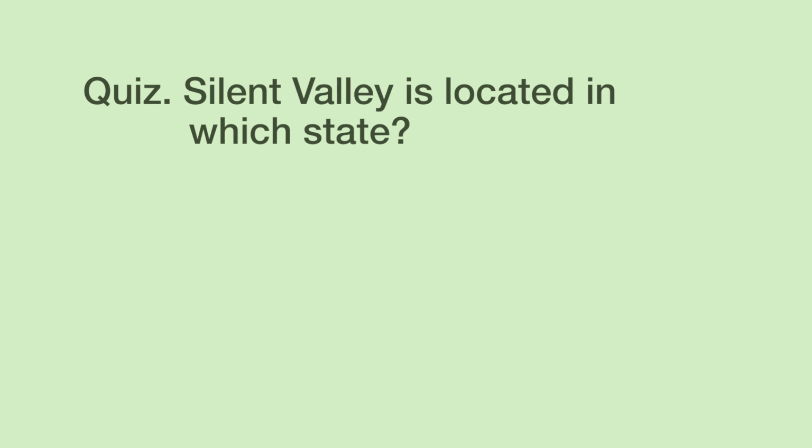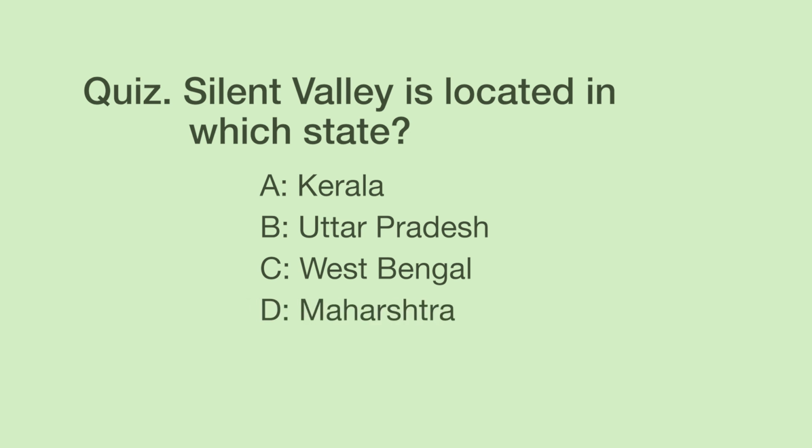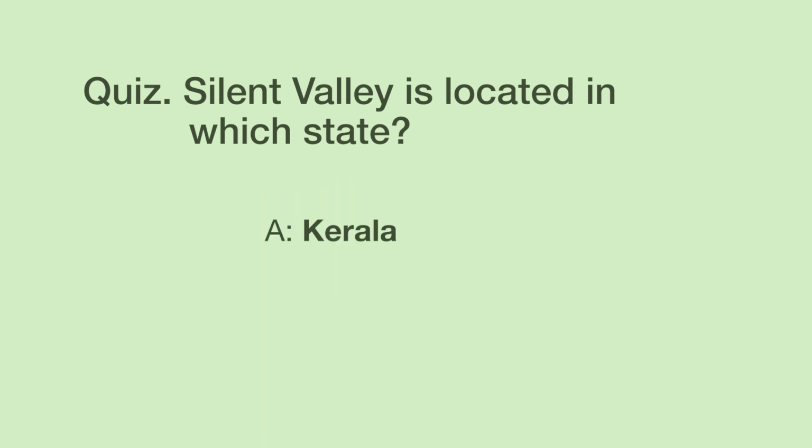Now with this, we come to the second quiz. The question is, Silent Valley is located in which state? The options are A. Kerala, B. Uttar Pradesh, C. West Bengal, and D. Maharashtra. And the correct answer is A. Kerala.